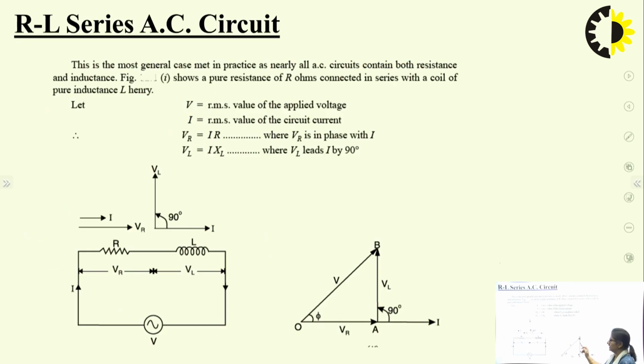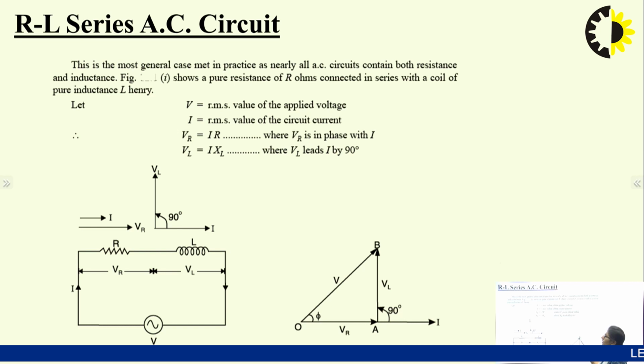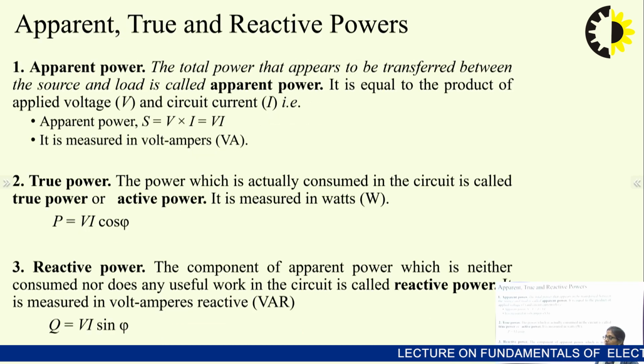Vm sin omega t. If V is given as Vm sin omega t, I can give the current, which is now lagging the voltage by an angle phi. I will say I equals Im sin(omega t minus phi). That means the current is lagging the voltage as in the case of purely inductive, but not by 90 degrees, by a certain angle phi, which can be given as tan inverse of VL upon VR.